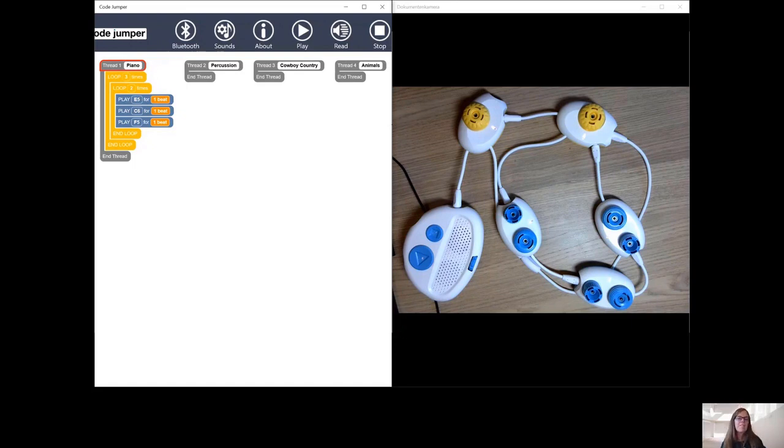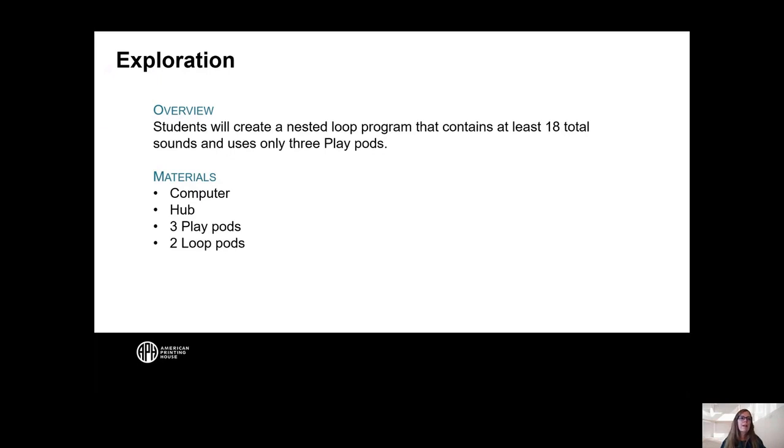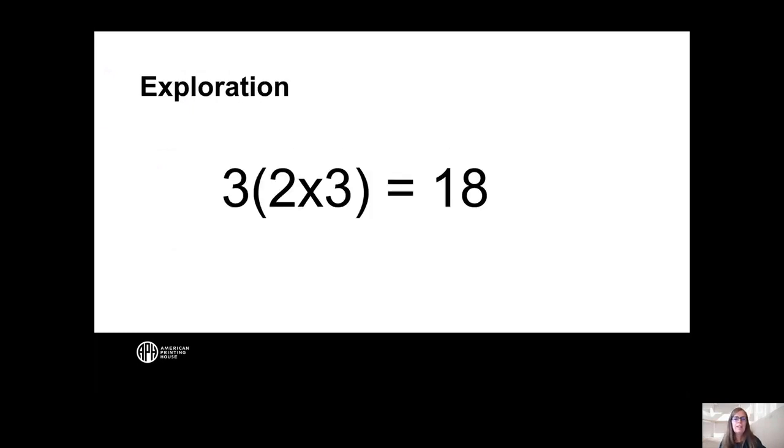Now let's look at the math of this. On my next slide, I have it all written out in a lovely math equation. So I have 3 open parentheses, 2 times 3, close parentheses, equals 18. Now let's break this down of how this applies to CoJumper. So inside we have this 2 times 3. That's our inside loop. So every time it goes around, we're going to hear these 3 sounds twice.